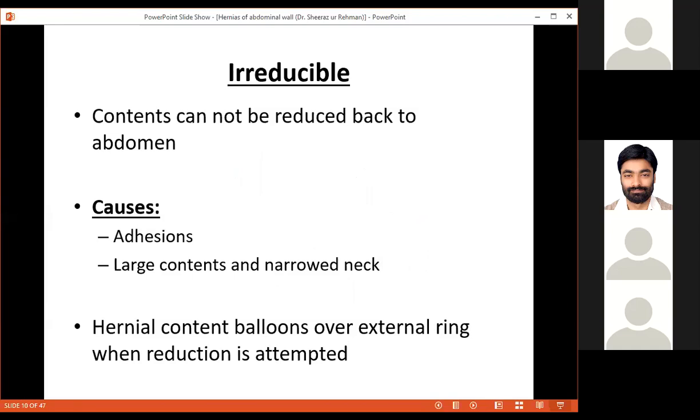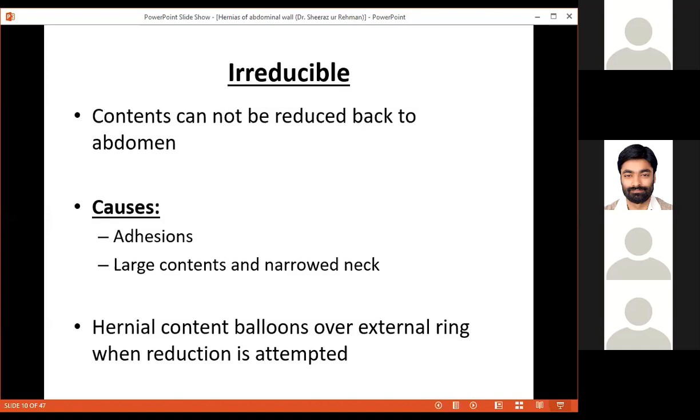Irreducible hernias are those hernias whose contents cannot be reduced back into the abdomen because of adhesion, or the large content and the narrow neck. The neck is exactly the same portion which we discussed earlier, in which I showed you the diagram. Hernial contents usually balloon over the external ring when reduction is attempted.